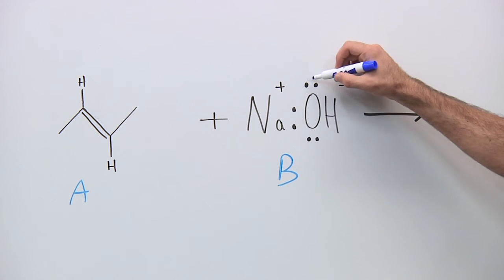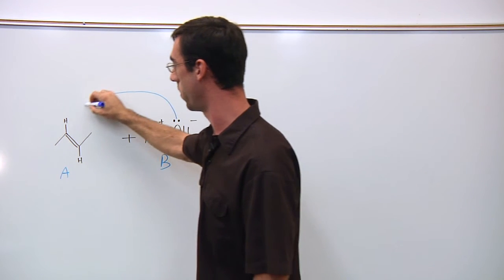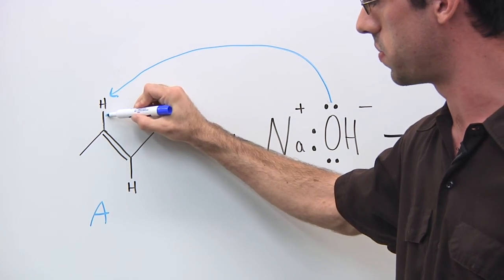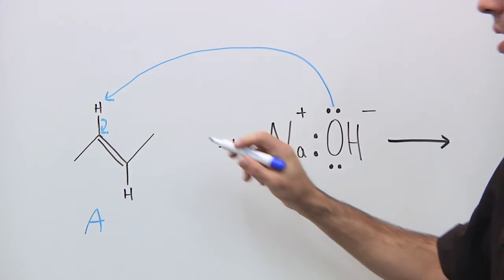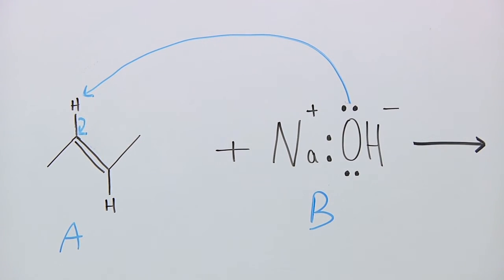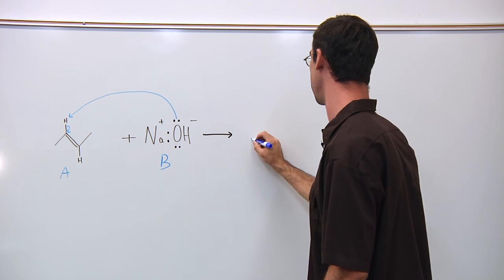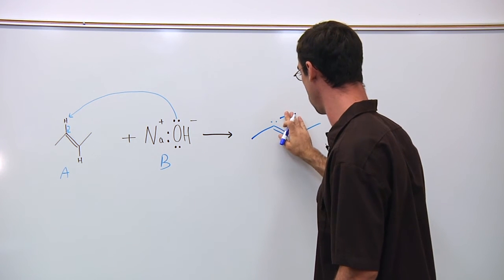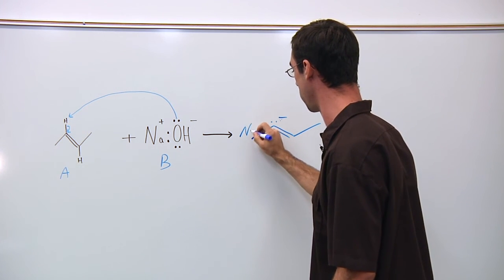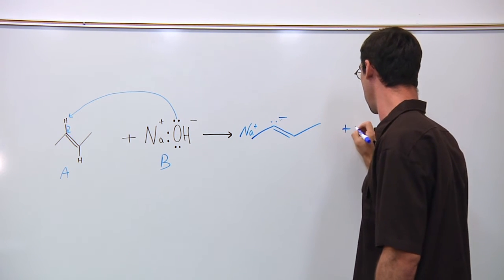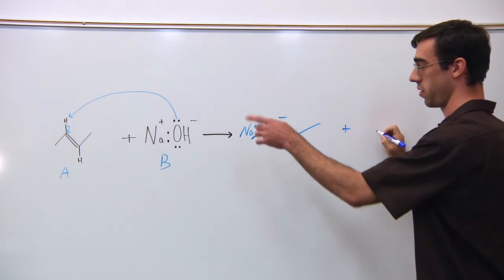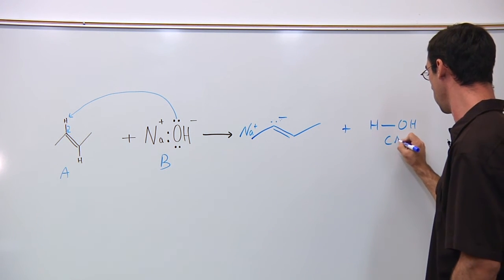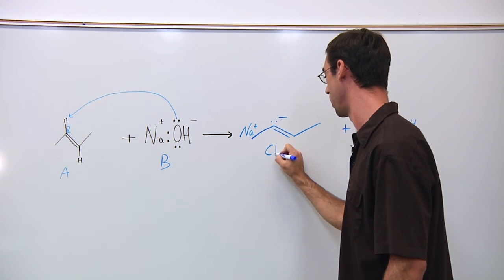To show electron flow, we'll draw an arrow from a lone pair to a hydrogen, showing the formation of a new bond. With the formation of a new bond, we must break an old bond, and we'll show the breaking of that bond by drawing an arrow from the bond to the adjacent carbon. The product that is made once the reaction goes is going to be the negatively charged alkene species associated with the positively charged sodium. Also, the hydroxide which bonded with the hydrogen went to form the conjugate acid water, giving this to be our conjugate base.